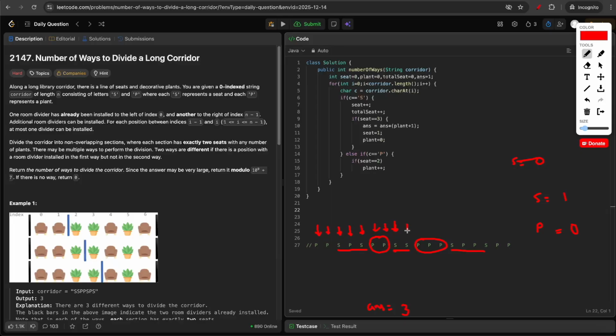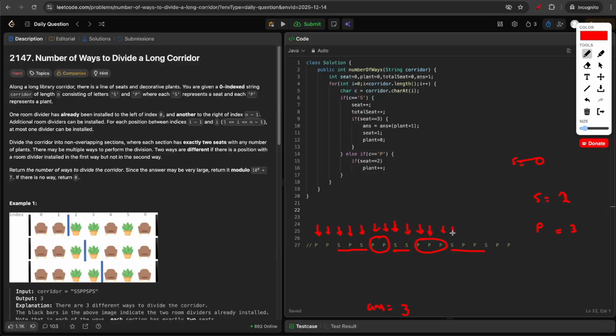So next you will move on to here. So it's a seed. So seed plus plus, it will become 2. Then you're at plant again. When you're inside the plant, you see that seed count is equal to 2. Then only you will increase the plant. So plant count will become 1. Then again you have a plant and you see seed count is 2, so you'll increase the plant count. Then again you have a plant, so seed count is again equal to 2. So plant will be equal to 3.